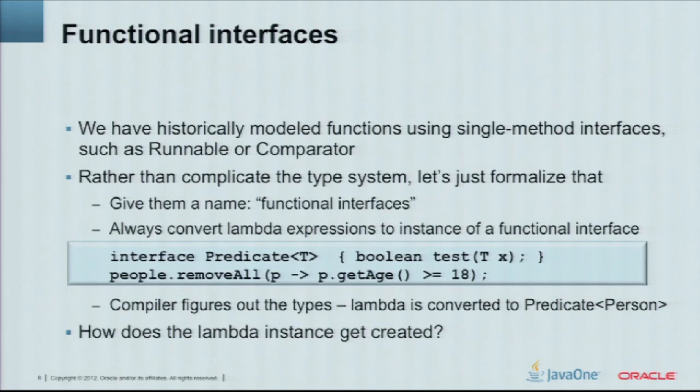Once you give things names, that makes them real, right? So we took this single method interface and we gave it a name. We called it a functional interface. And that answers our question, which is, what's the type of a Lambda expression? The type of a Lambda expression is a functional interface type. So here's an example of Predicate. Predicate of T has a single method, takes a T, returns a Boolean. So you can think of it as a function from T to Boolean.